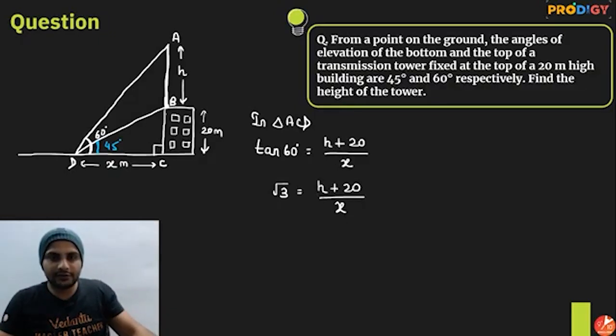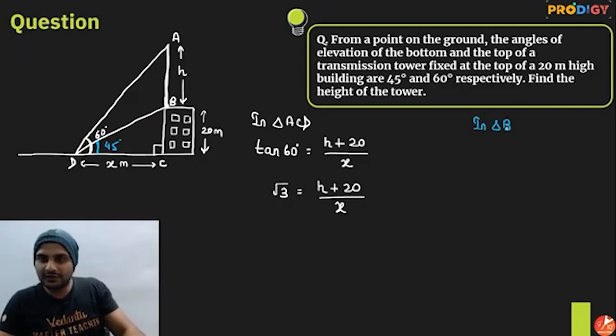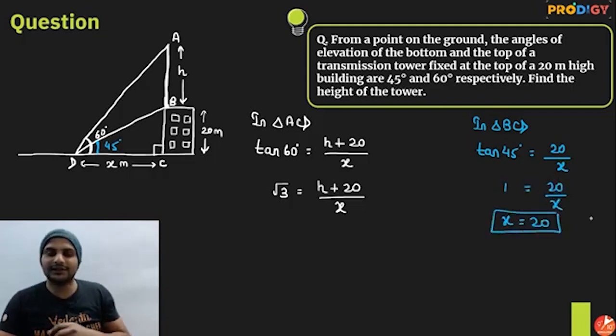The other triangle is triangle BCD. So in triangle BCD we can say tan of 45 degrees will be equal to BC, which is 20, upon the base, which is x. Tan 45 is 1, equal to 20 by x, or we can say x is equal to 20. Look, we have got the value of x as 20.